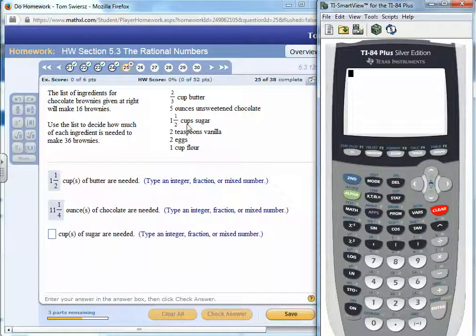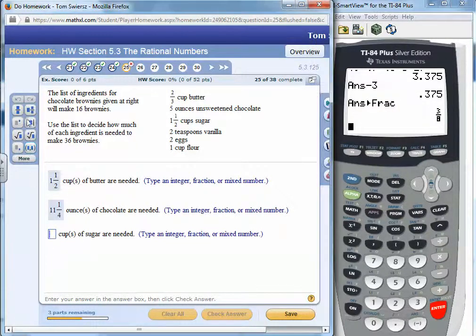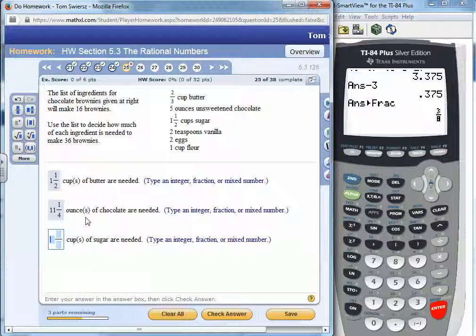Cups of sugar, 1 1/2. Again, the multiplier is 9 divided by 4, which is 36/16 reduced. Then we're multiplying by the cups of sugar, 1 1/2. Remember, we can enter it in parentheses as 1 plus the fraction as a division, 1 divided by 2. And then there's our answer. The whole number is 3, and the fraction for 0.375 is 3/8. So the cups of sugar is 3 3/8.